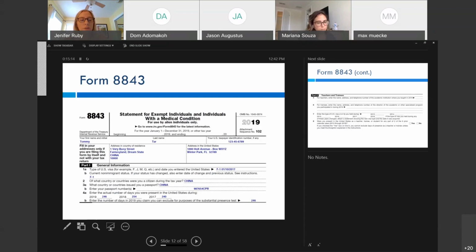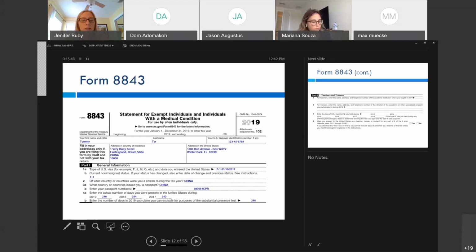And then of course you answer number 2 with the country or countries that you're a citizen of during the tax year, right? So you're always keeping in mind that your information is based on what was true in 2019. And then what country or countries issued you a passport might be different. And then your passport number for 3B. And then 4A is where you have to sit down and calculate information.